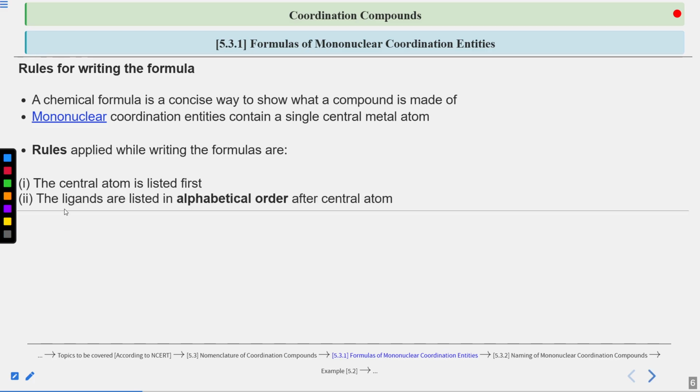Second rule is that the ligands are listed in alphabetical order after the central atom. First is the symbol of the central atom that is going to be written in the formula. Then, after writing the central atom symbol, you have to put the ligands in alphabetical order.